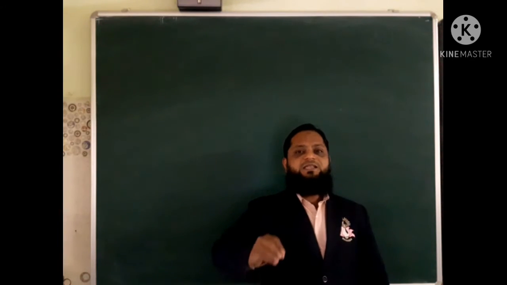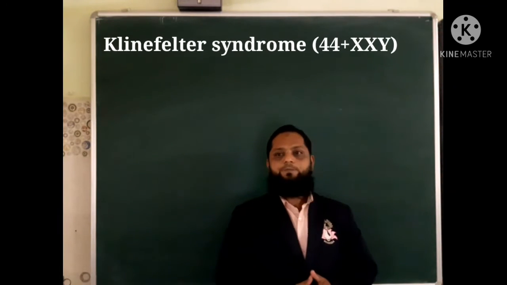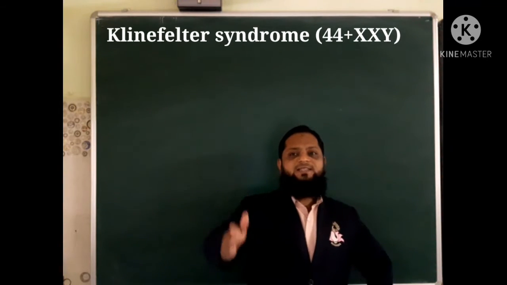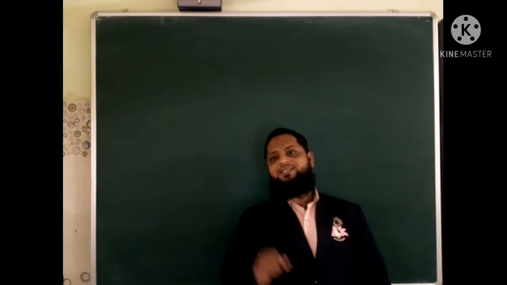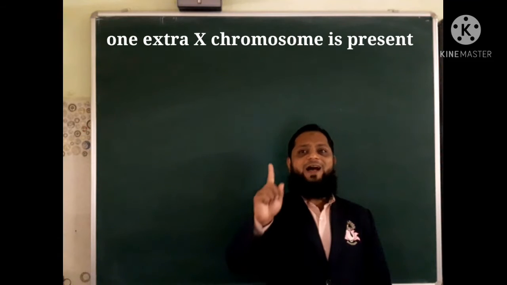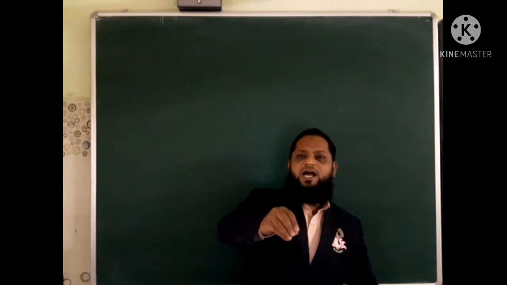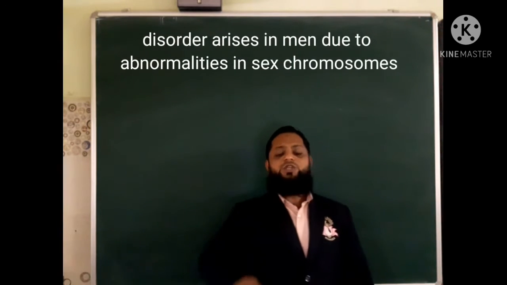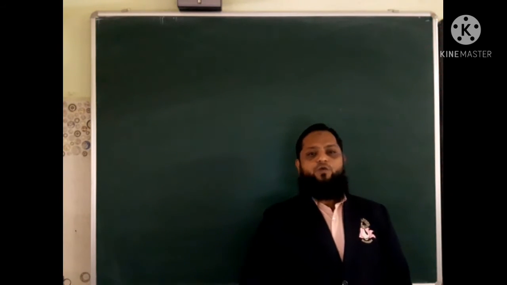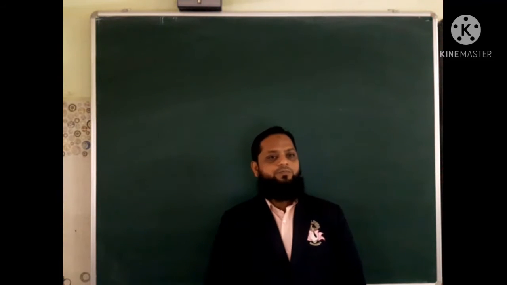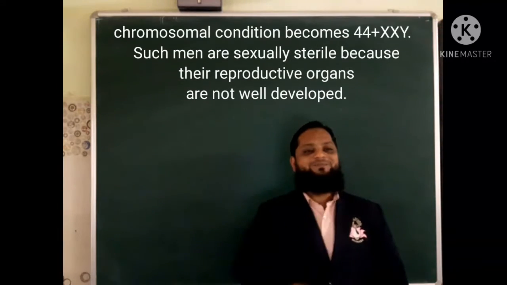Now let's see the third genetic disorder, that is Klinefelter syndrome. 44 plus XXY. From this condition, we can understand that one extra X chromosome is present. Dear children, this disorder arises in men due to abnormalities in sex chromosomes. Men have one extra X chromosome. That's why it is considered a chromosomal abnormality.